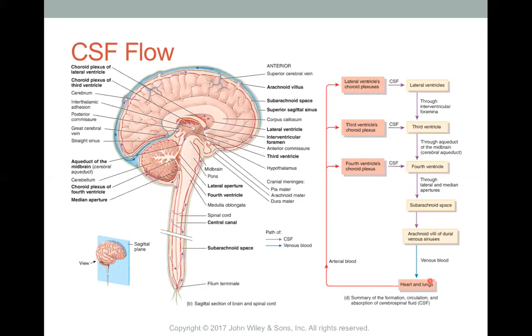Most of this fluid will be absorbed by the arachnoid villi of the superior sagittal sinus. This absorption normally occurs at the same rate at which the cerebrospinal fluid is produced in the choroid plexuses. By them occurring at relatively the same rate, we are able to maintain a somewhat constant volume and pressure of the cerebrospinal fluid.